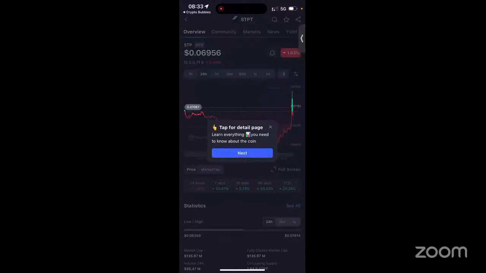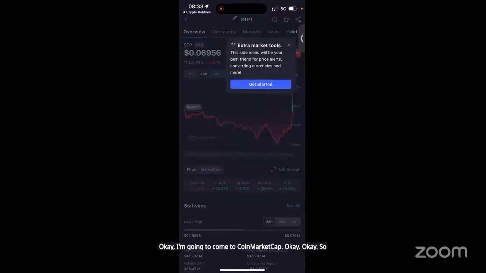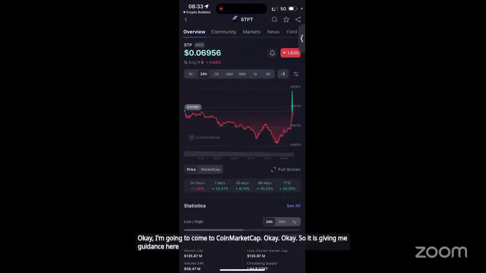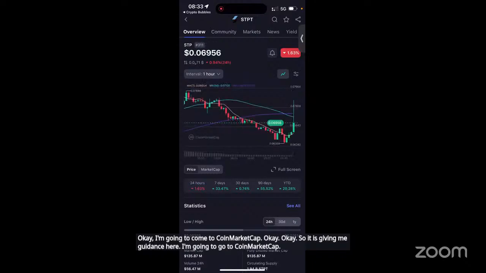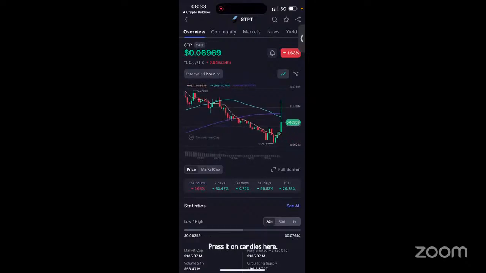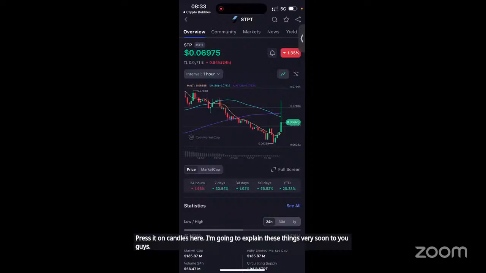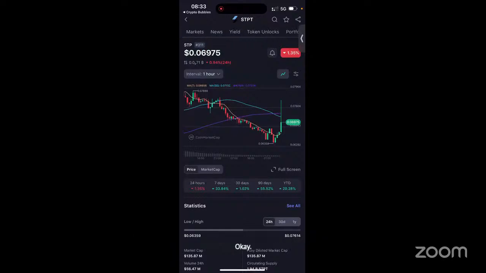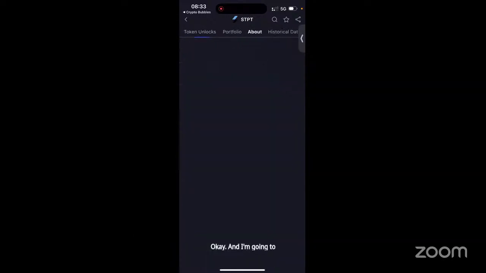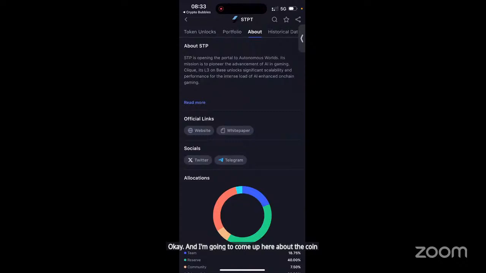So it is giving me guidance here. I'm going to go to CoinMarketCap, press it on candles here. I'm going to explain these things very soon to you guys. And I'm going to come up here about the coin, and I know about it. STPT is opening the portal of autonomous worlds. The mission is to pioneer advancement of AI in gaming.